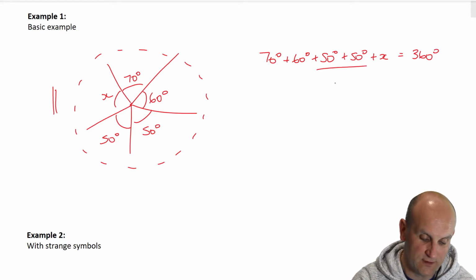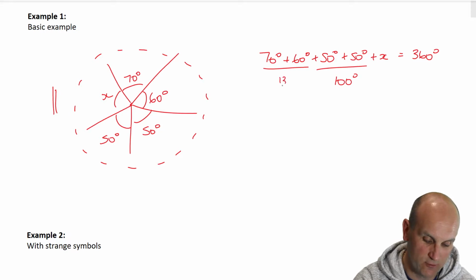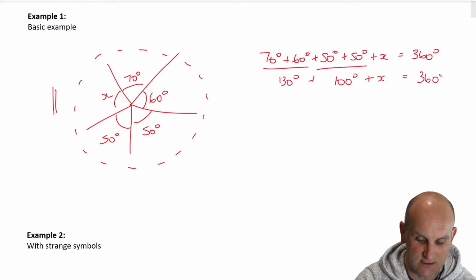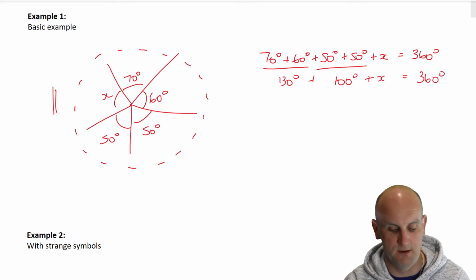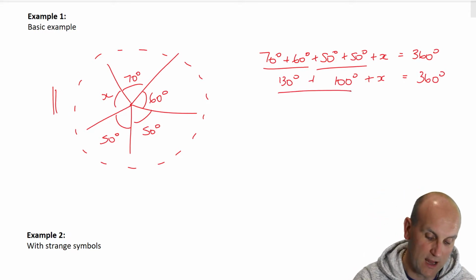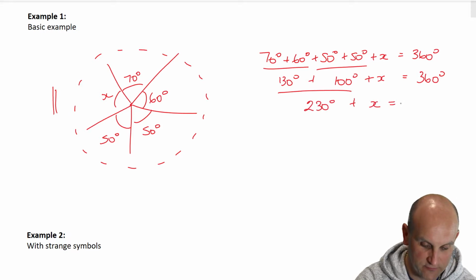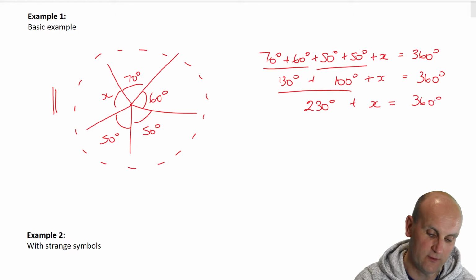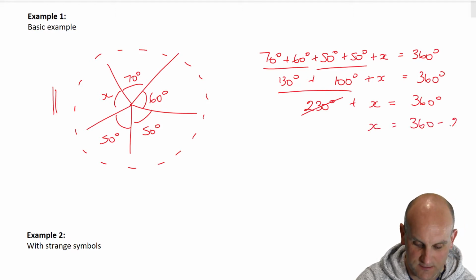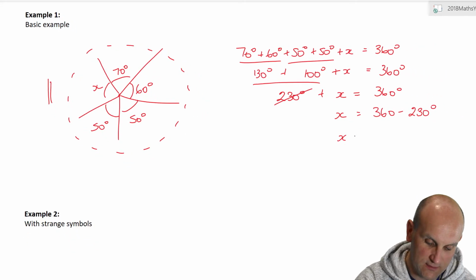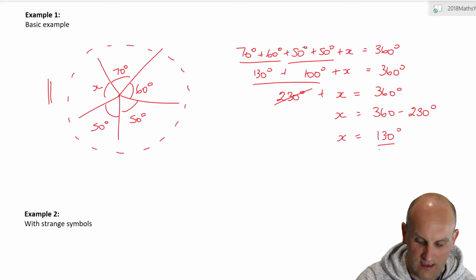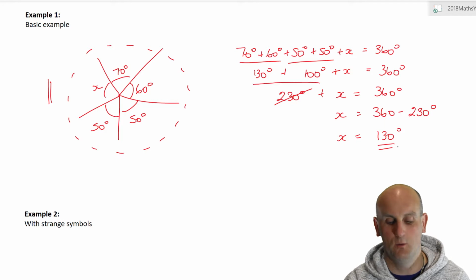So 50 plus 50, I'm going to simplify to 100 degrees. 60 plus 70 is 130 degrees, plus x is equal to 360 degrees. Notice what I'm doing is breaking down each line bit by bit. 130 plus 100 is 230 degrees, plus x is 360 degrees. I want to get rid of the 230, so I'm going to take it away from both sides, which gives me the wonderful value of 130 degrees. So ladies and gentlemen, 130 degrees.